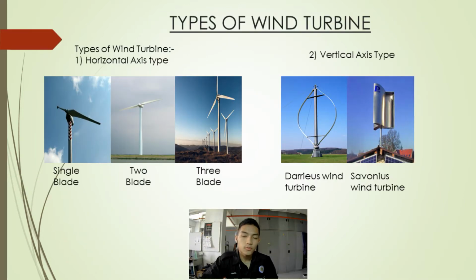There are two types of wind turbine. The first one is the horizontal axis and the second one is the vertical axis. For horizontal axis, there are three specifications, which are a single blade, two blades, and three blades. For vertical axis, there are the Darrieus and Savonius wind turbines. Each type of turbine has its own specifications and purposes. For horizontal wind turbines, the wind stream is parallel to the rotating axis, but for vertical axis, the wind stream is perpendicular to the rotating axis.